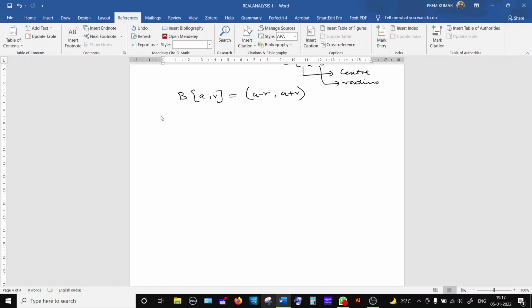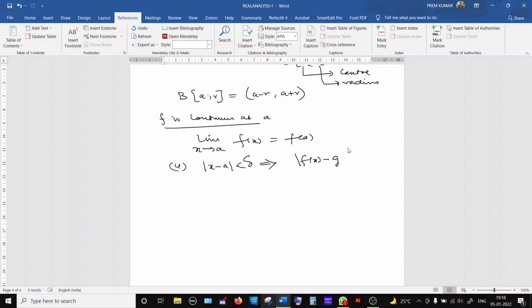So suppose f is continuous at a point A. What does the definition say? The limit as x approaches A of f of x equals f of A. That is, whenever x is very close to A, f of x is close to what? f of A.